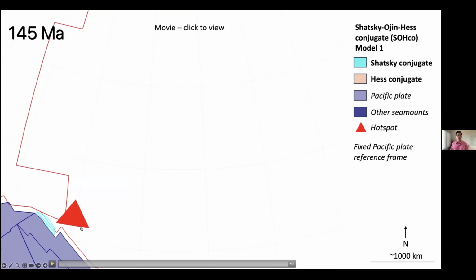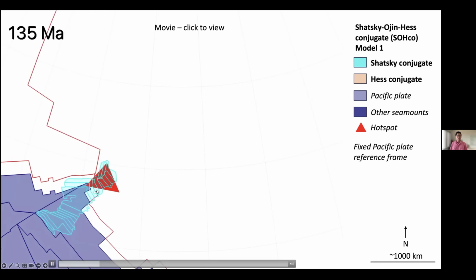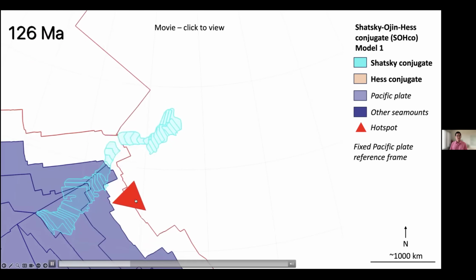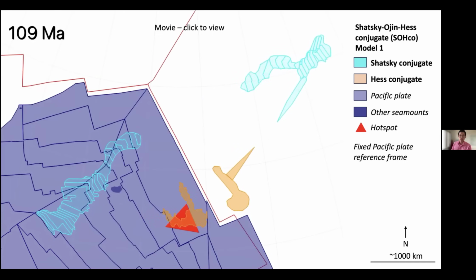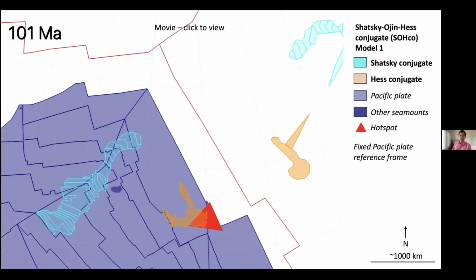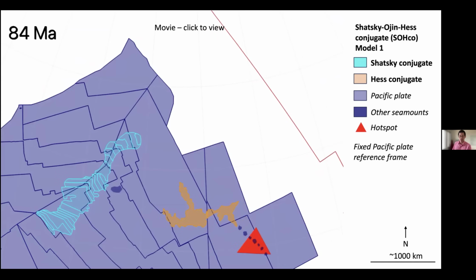This red triangle is the hotspot location, and in blue you're going to see the Shatsky system. In orange will be the Hess, and in the middle will be the Ojin seamounts. And so as I play this movie, you can see the Shatsky conjugate forming. This is in a fixed Pacific reference frame. That went pretty fast, so I'm going to play that a couple of times.